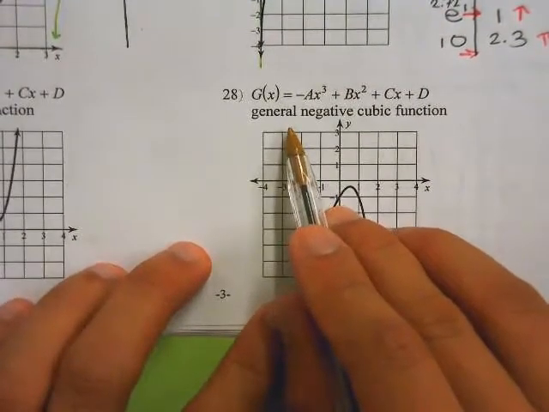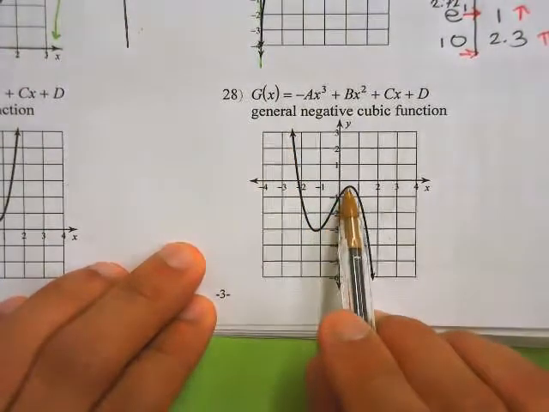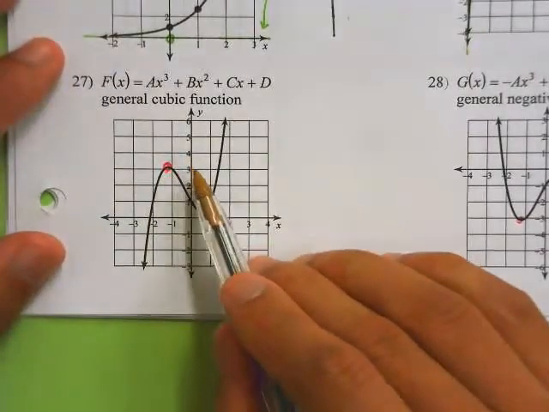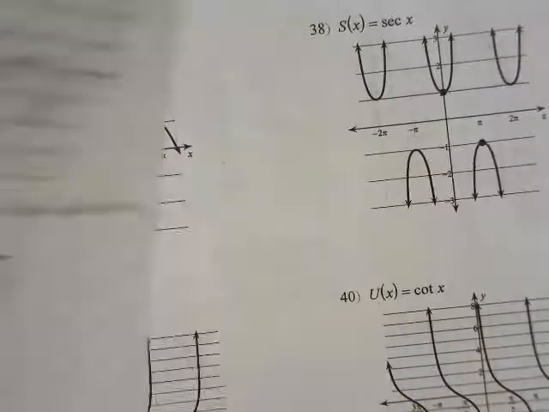As opposed to your general negative cubic function, now it is decreasing, and then it increases, and then it decreases like this, with still 2 turns, okay? This one over here: increase, decrease, increase. This here: decrease, increase, and then decrease, okay? Let's move on to this.